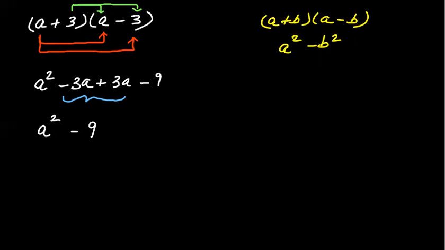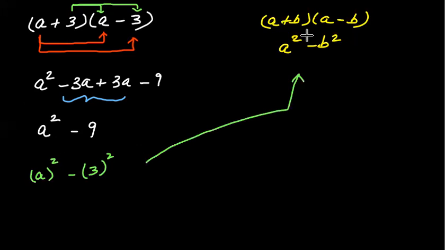Now, if you look very closely at this, this is actually a squared minus 3 squared, which is in fact this identity, right? A squared minus b squared, right? Again, this is going to come in handy as we move forward.